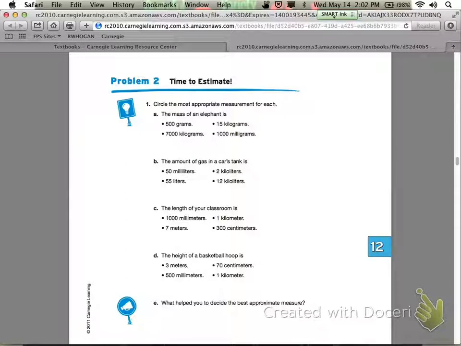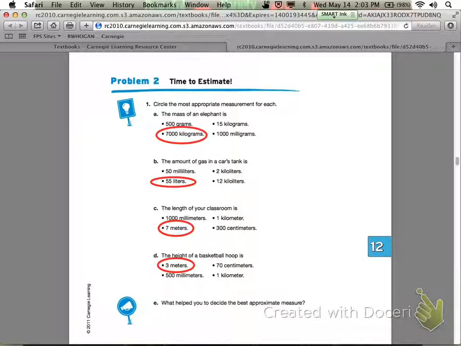Let's move to problem number 2, and again, time to estimate, this time with the metric system. So with your group members, I would like you to answer number 1, A through D. Circle the most appropriate measurement for each. If you remember from the last lesson, a measurement is made up of 2 parts, the number and the unit of measure.